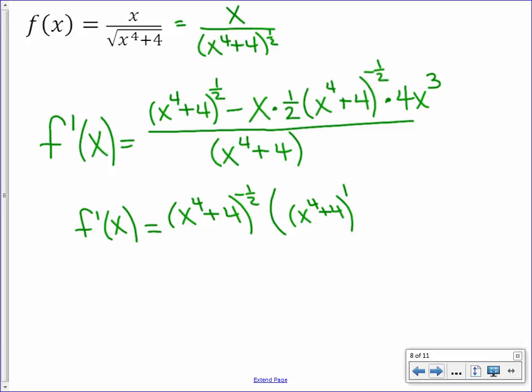Okay, so I'm factoring out x to the fourth plus 4 to the negative 1/2 so that I don't have a random negative power in the middle of all of this. So I'm factoring this out. Since we have the same base, I'm looking at the exponent. So if I want to multiply this back through, when we add our exponents, we get back to here.